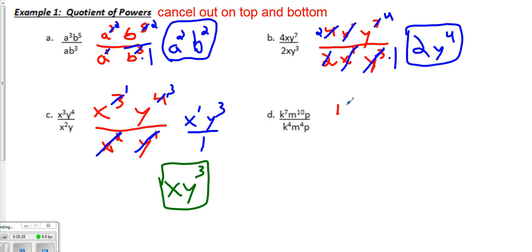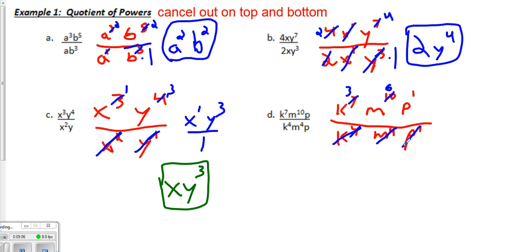Last one, we have k to the 7th, m to the 10th, and p alone, so it's p to the 1st, all over k to the 4th, m to the 4th, and p alone, so it's p to the 1st. Take out 4 from on bottom here. 4 from up here turns this into a 3. 4 from the bottom and 4 from the top make this a 6, and this one cancels out.